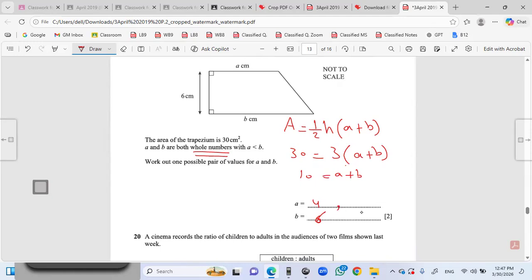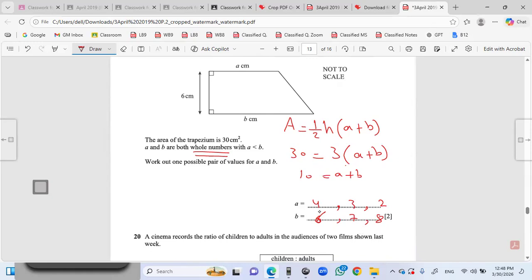You can write another value. You can write maybe 3 and 7, accepted. You can write 2 and 8, accepted. You can write 1 and 9, but not to that extent, Yani. It's not that big. So just make sure that you're close. Maybe like 4 and 6, 3 and 7, 2 and 8. 1 and 9 even is going to be accepted.